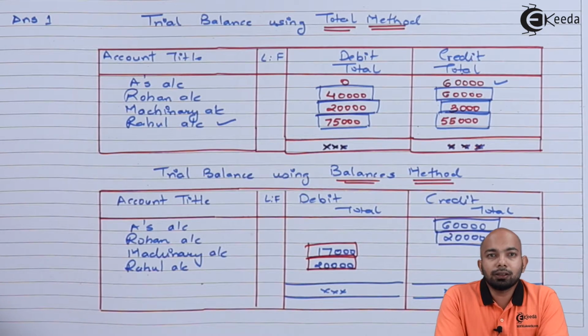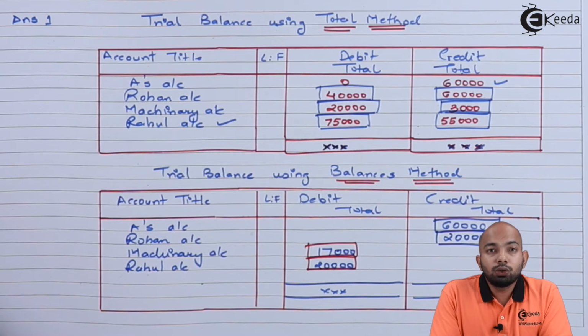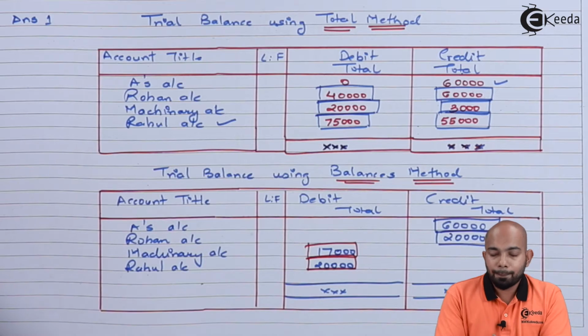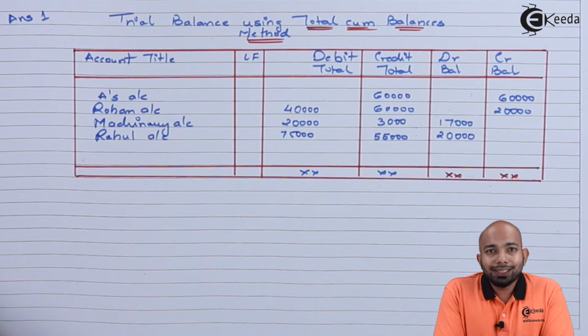Now there is a third method that we have used, that is the total cum balances method. Let's see how we prepare the trial balance under that method. We'll be using the same question and same examples. However, the format here changes a little bit. As I've said, the total cum balances method is a mixture of the first method and the second method that we have used, that is the totals method and the balances method.